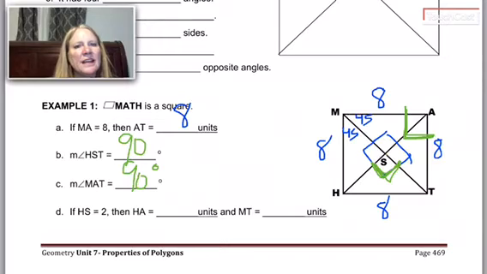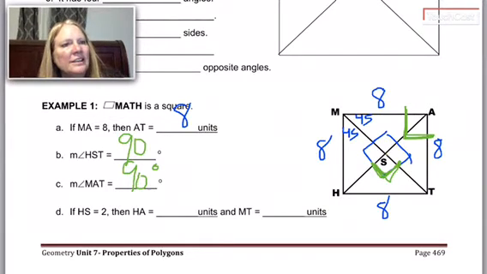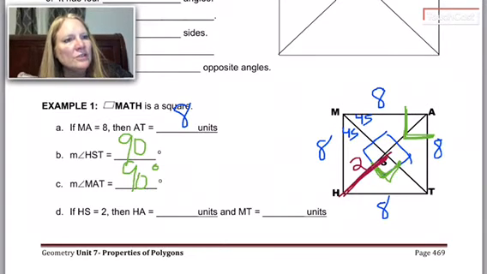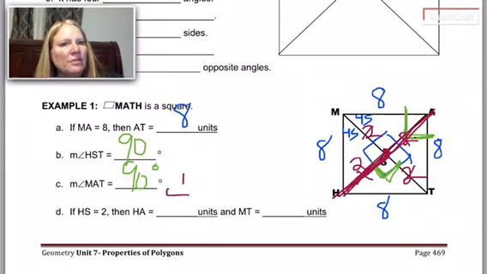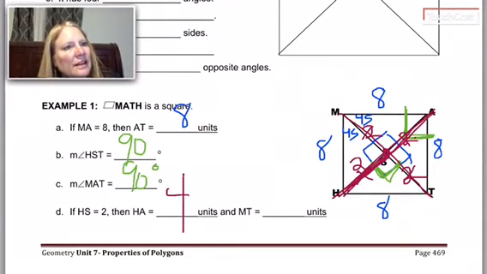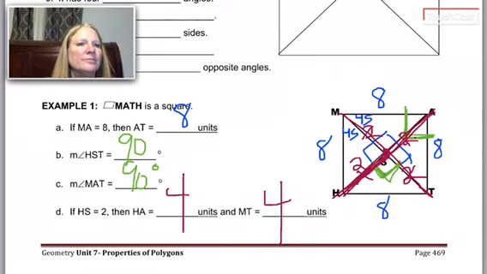Then it tells us that HS is 2. HS is right here, and it tells us that that is 2. Remember, this is a midpoint, and all of these are the same. So if that's 2, we have 2, 2, and 2. And then it asks for HA, this entire length. So 2 plus 2 is 4. And MT will also be 4.